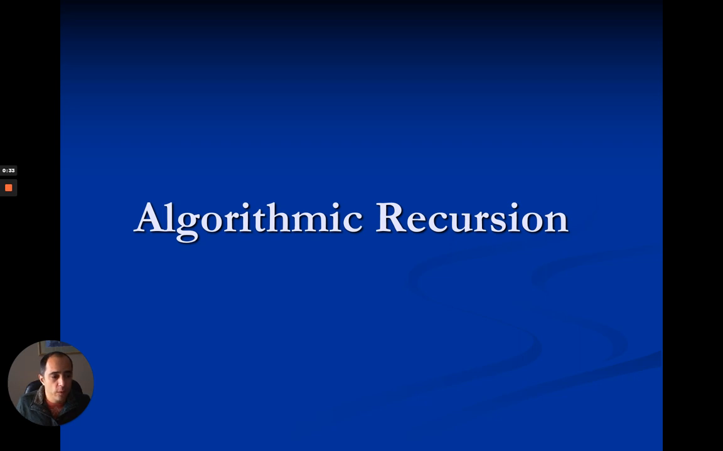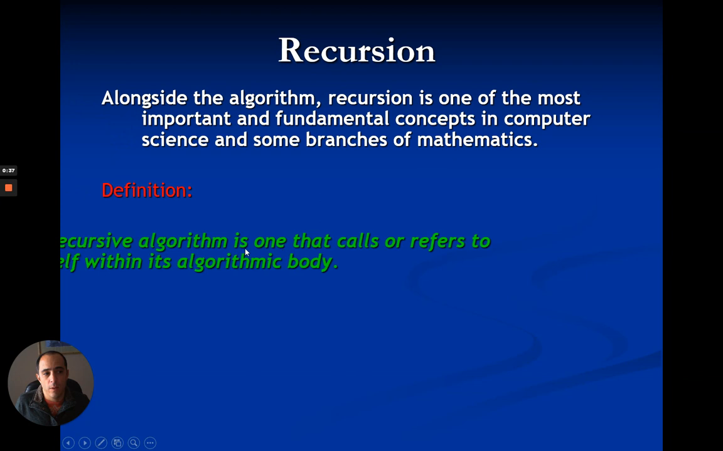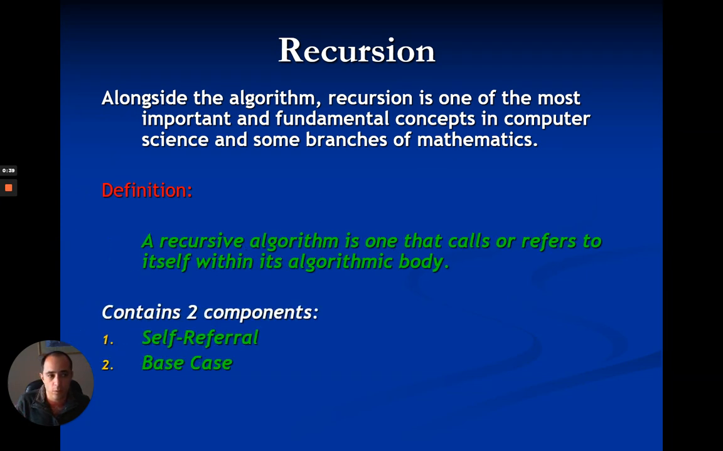So the first thing we're going to look at is a definition. Recursion is a technique or an algorithm that calls or refers back to itself. So the best way to think about it is like a method. If you write a method and that method calls itself, then what you are doing is implementing recursion.